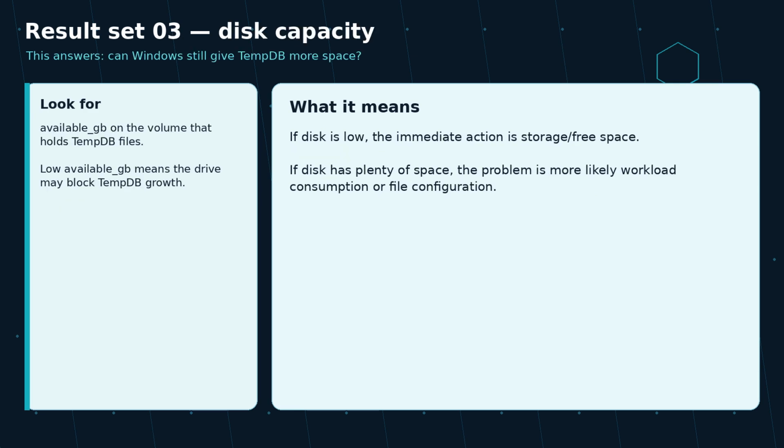Result set 03 checks the Windows volume underneath each TempDB file. The key column is available_GB. If several TempDB files are on the same drive, the same volume figures may appear repeatedly. You only need to interpret the underlying drive once. Low available space can block file growth even when SQL Server is configured to grow. In this lab, the drive should have sufficient free space, so disk capacity should not be the cause.